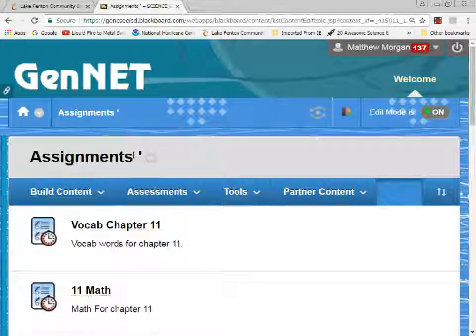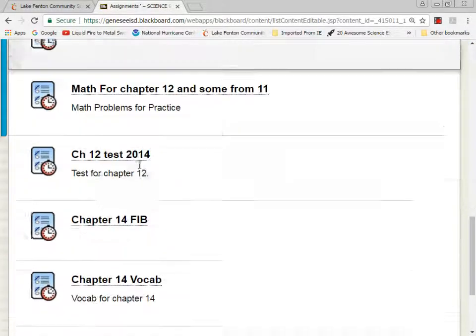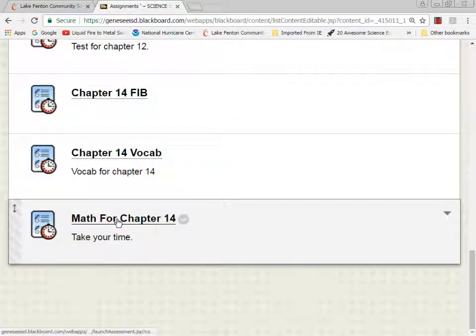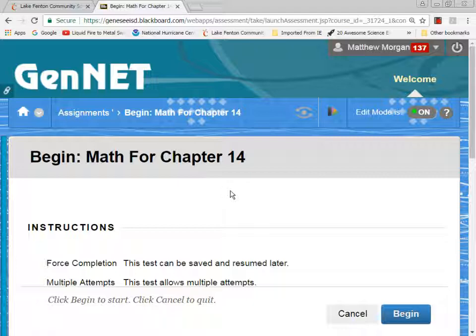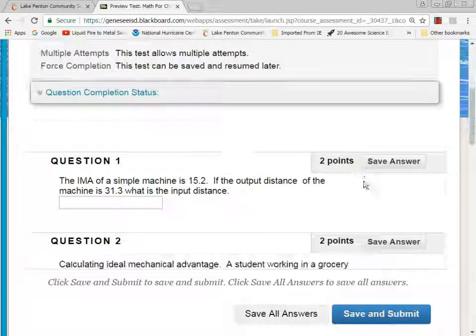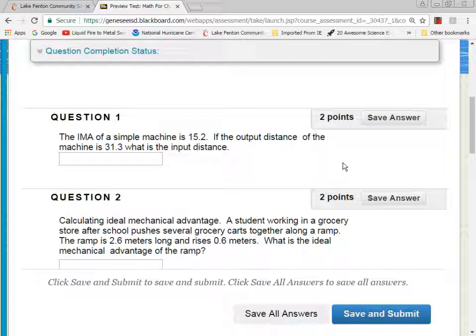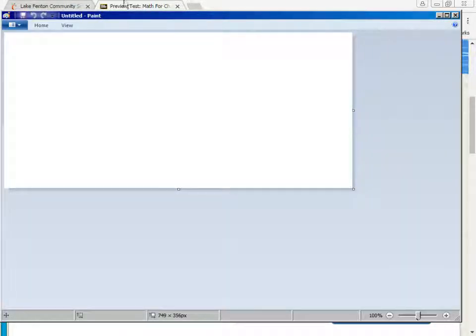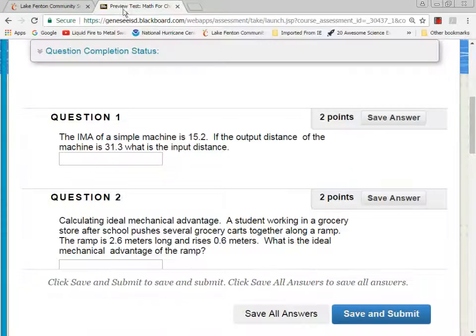This one is going to be chapter 14 math. And we're going to take a look at that. So you pull up chapter 14 math and you begin. This all has to do with work and simple machines, and the formula that we're going to use for the simple machines is pretty similar to all the other formulas that we ever use. And in this one, it starts out with the IMA.